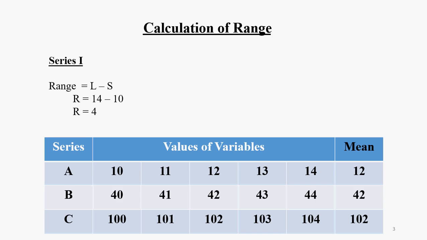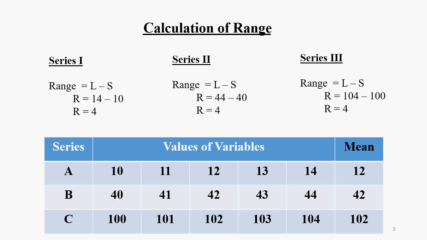So 14 minus 10, the first range for series 1 will be 4. Series 2, again it will be 4, because the largest is 44 and the smallest is 40, as you can look down the problem. Series 3, if we calculate, the largest value is 104 and the smallest value is 100. So the difference is 4. As you can see, in all the series the range looks the same. So series 1, series 2, series 3, in all the calculations the answer is the same.